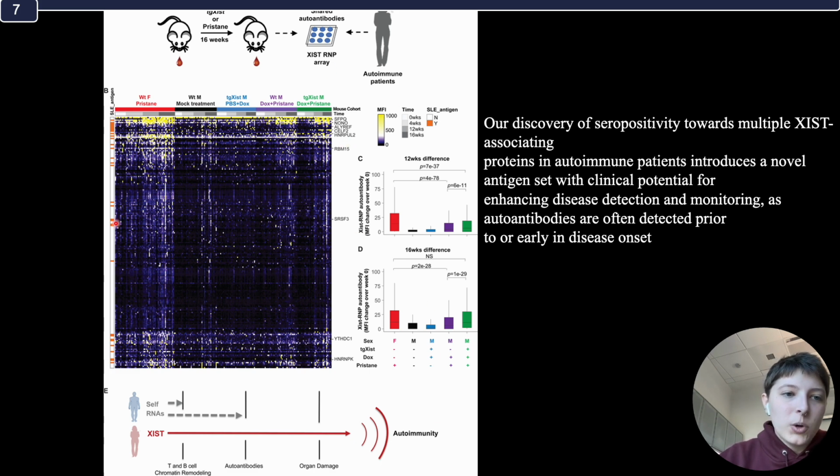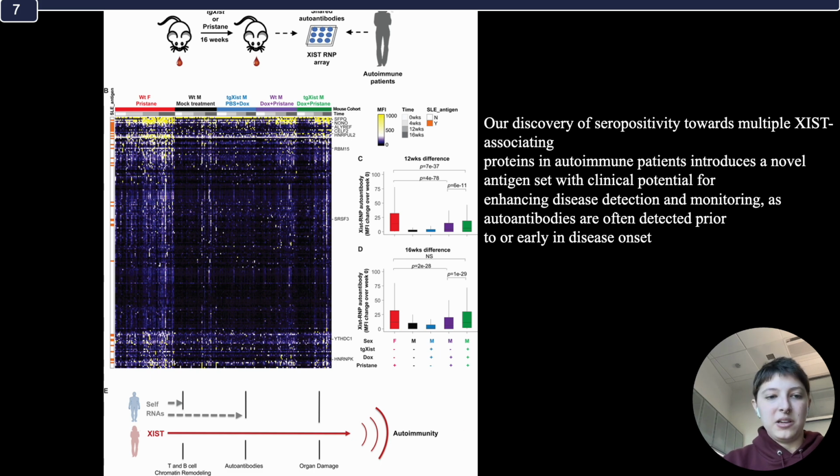They did pull out specific genes that overlapped between mice and humans. Let me see if I can figure out how many. No, they do not say how many. But there is definitely overlap between these antigens in autoimmune patients and the mice that they're looking at. And overall, they're making this claim that having the expression of Xist makes you more predisposed to autoimmunity and can affect the severity of the disease.